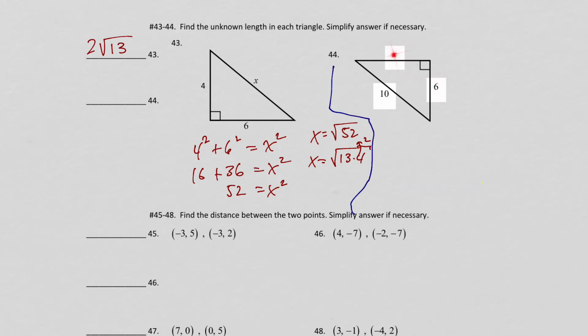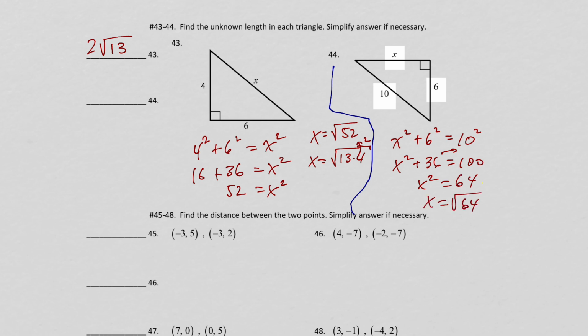Okay, here the legs are the x and the 6 because they're touching that. So the sum of the square of those is equal to the square of the hypotenuse. I subtract this and I get x squared is equal to 100 minus 36 is 64. So x is the square root of 64, which is 8.